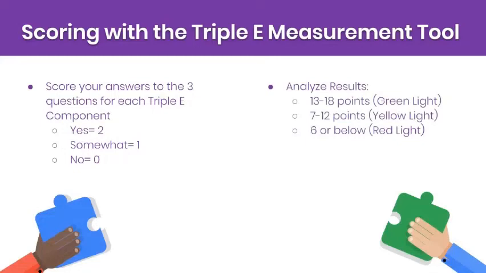So analyzing your results, if your score falls between 13 and 18 points, that's a green light. It meets all 3 components of the framework. If you score 7 to 12 points, you're kind of in that yellow zone where you meet at least 2 of the components, but teachers can also add instructional moves that better leverage the technology for student learning. And if you score 6 or below, that's like a red light.